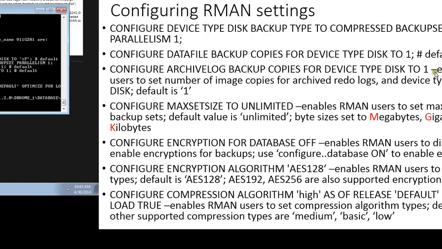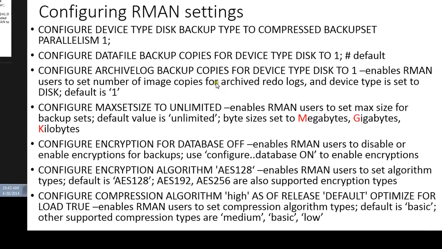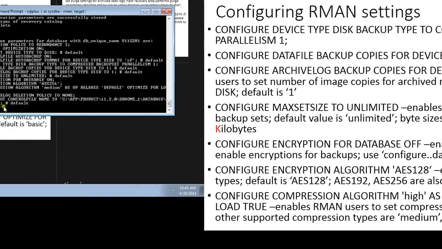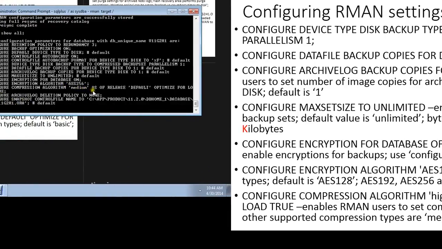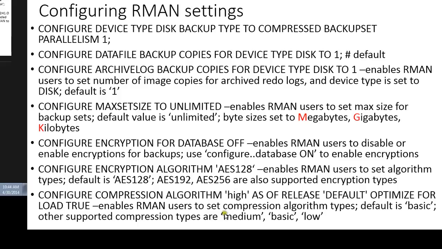So I just potentially increase my level of security for my backup set. And also you have configure compression algorithm high as of release. It seems really confusing, but basically this is going to be a compression algorithm. My current compression algorithm is medium. This is going to be used as my default compression algorithm, and again, you can change it. The supported compression algorithms are basic, low, medium, and then high.